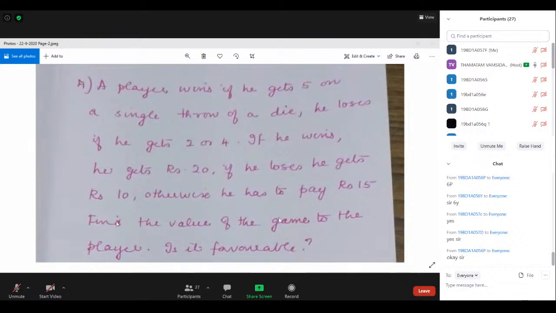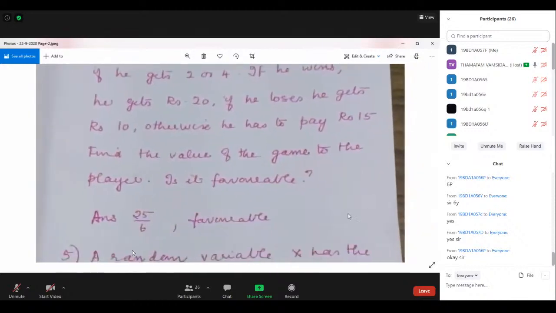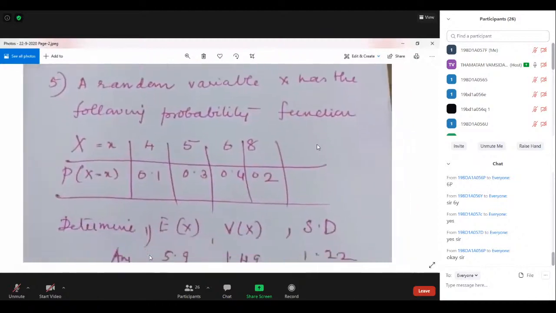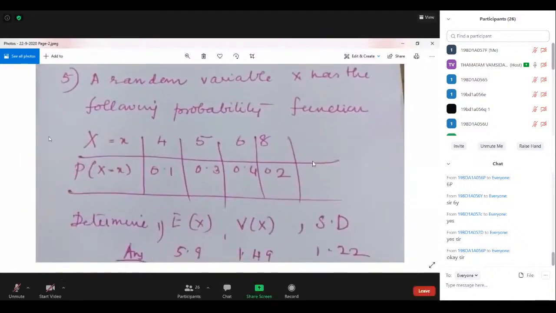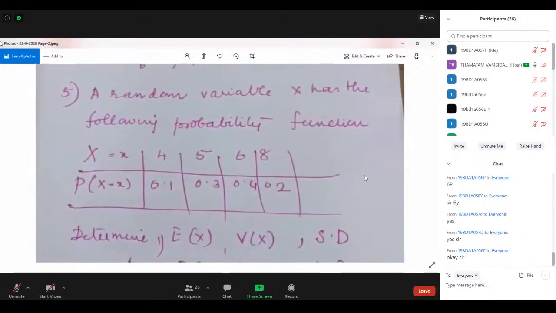Yeah, still some people are not submitting assignments. We consider everything. Those assignments we have not done. Okay. We are recording everything: attendance, assignments. Okay.